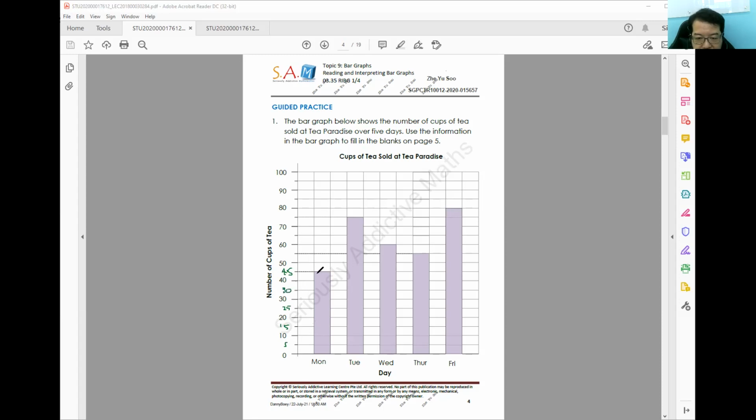So let's write 45 here. 45. And Tuesday is 75. Right? And let's see what else. Wednesday will be 60. Thursday would be 55. All right, and Friday would be 80.